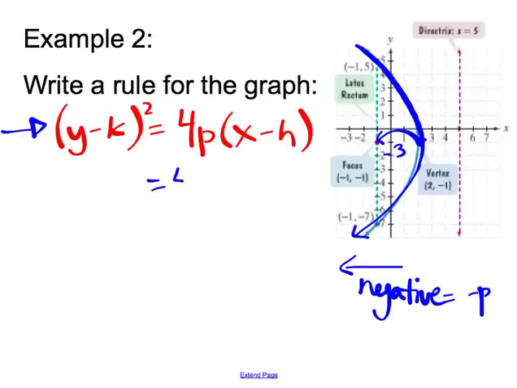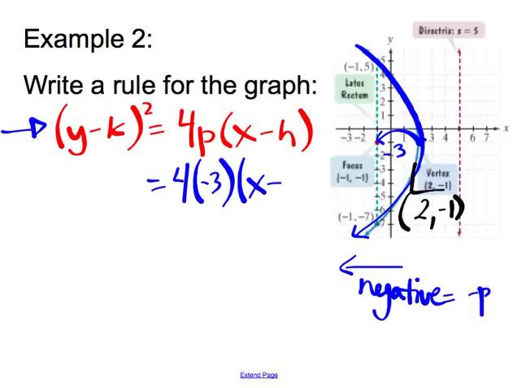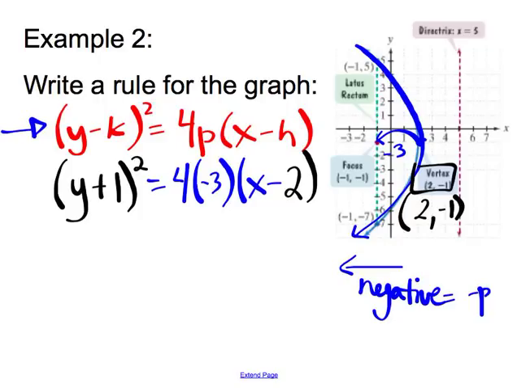So far I know it's 4 times negative 3, x minus, so I need the h. And the vertex, maybe you can't read that, it's a little hard to see, is 2, -1. That's what this little bubble says here. So my vertex is 2, -1, so it's going to be x minus 2, and it's going to be y plus 1 squared. And then you have your rule, and you're done.